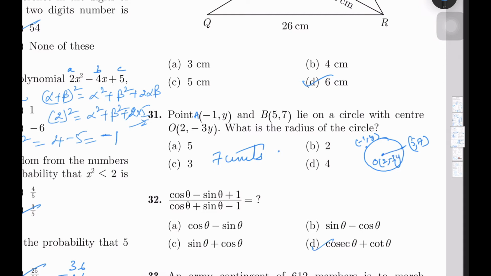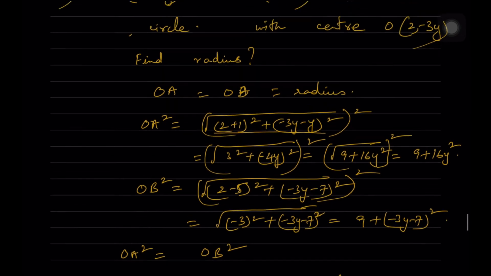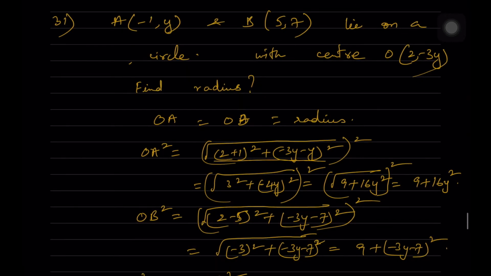Now if I join these two over here, you will definitely have that AO will be equal to OB, isn't it? Or AO square is equal to OB square. So actually while doing by this method, I have got it as 7 units here. While solving it, now we have to find the radius. OA is equal to OB is equal to so much.